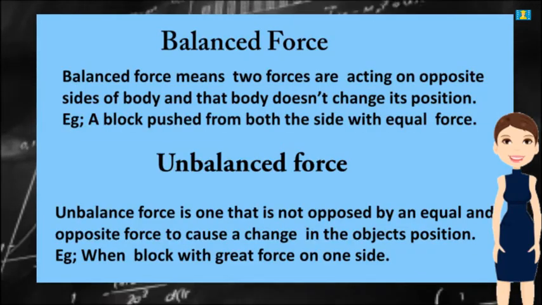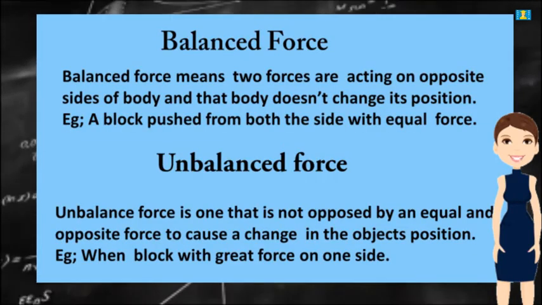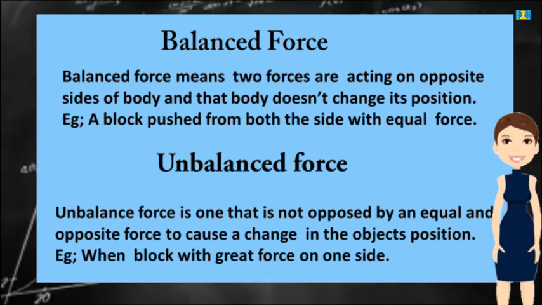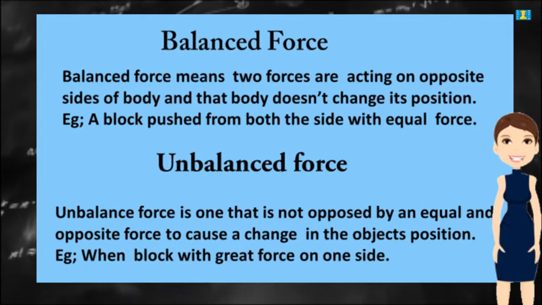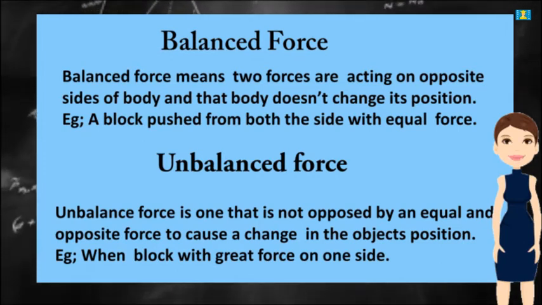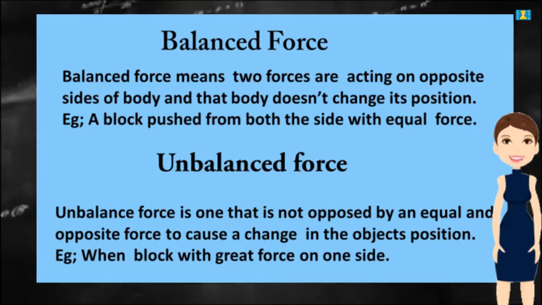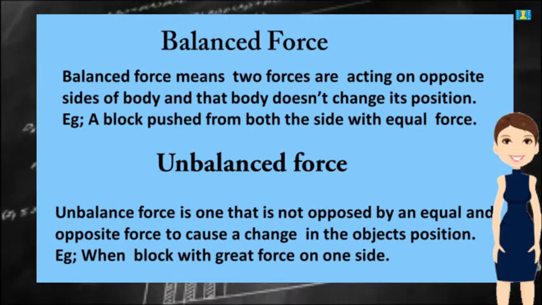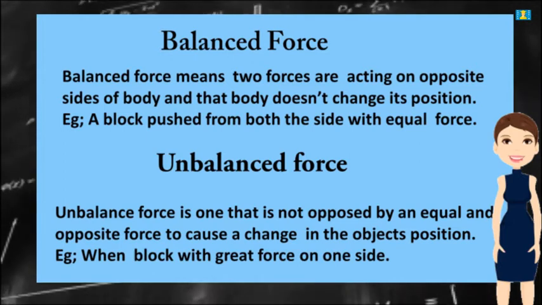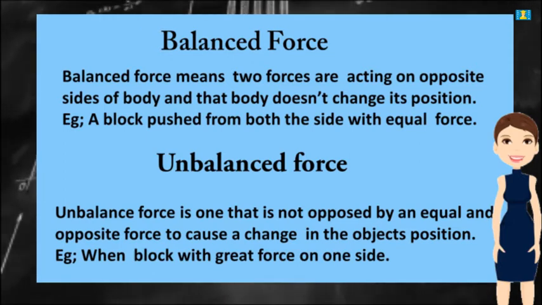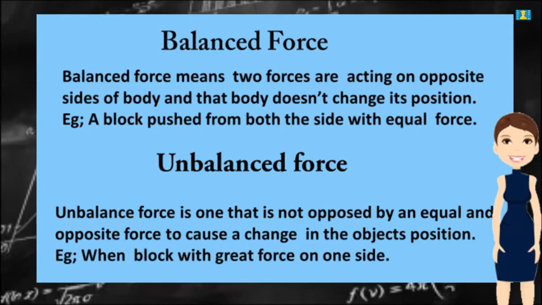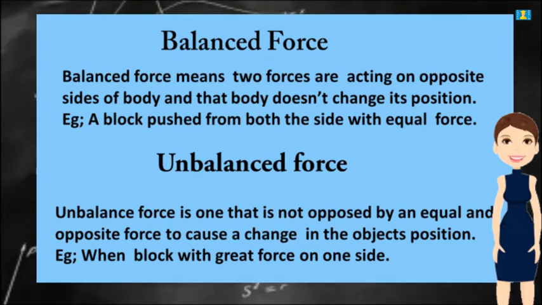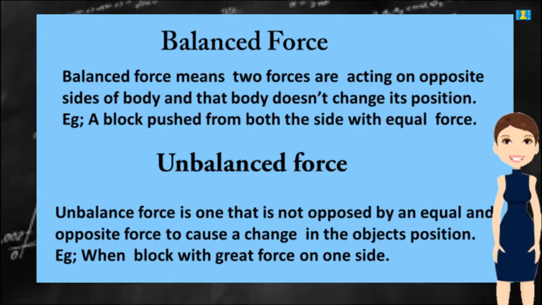Next is balanced force. Balanced force means two forces are acting on opposite sides of a body and that body doesn't change its position. Example, a block pushed from both sides with equal force. Unbalanced force is one that is not opposed by an equal and opposite force, and so causes a change in the object's position. Example, a block pushed with great force on one side.